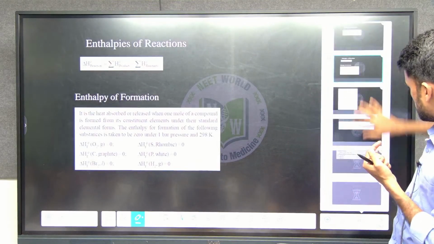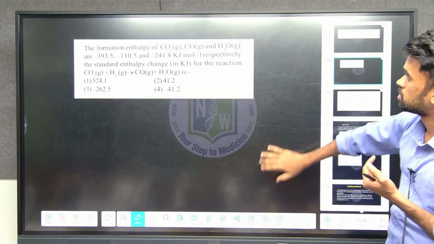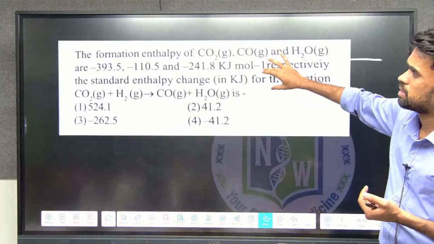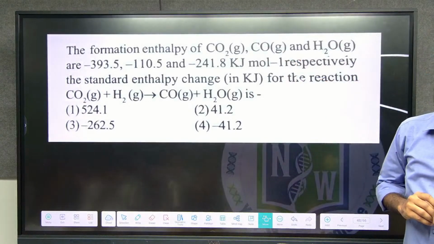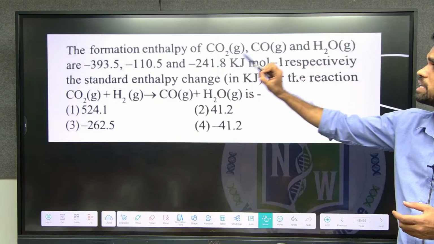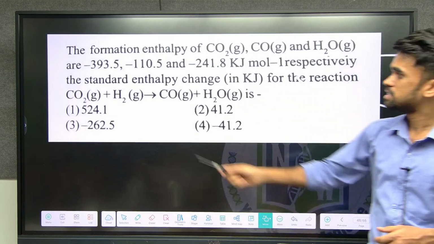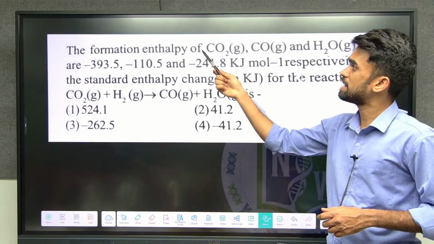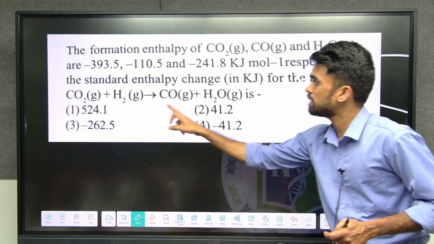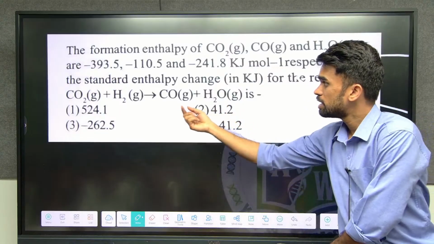Okay, this is difficult for you. Read this question, one last question, then we will stop. See what they are saying. The formation enthalpies of CO2, CO and H2O are given respectively. They are asking the standard enthalpy of this reaction. See, this is the reaction mentioned. What is the data given? Formation enthalpy. So who is forming here? CO and H2O.